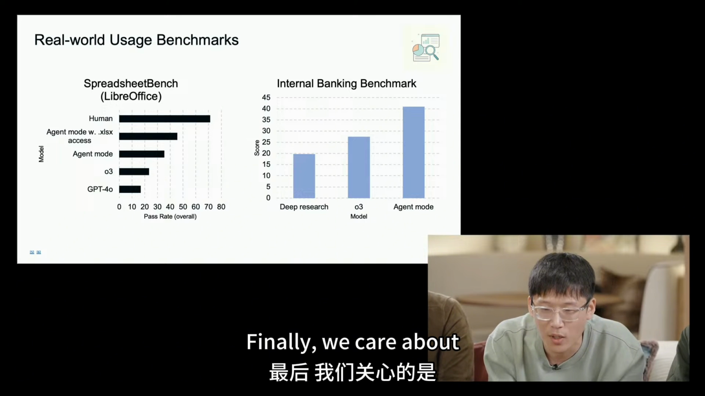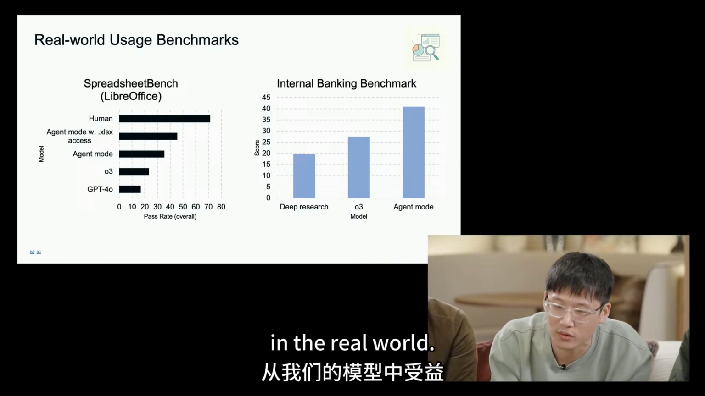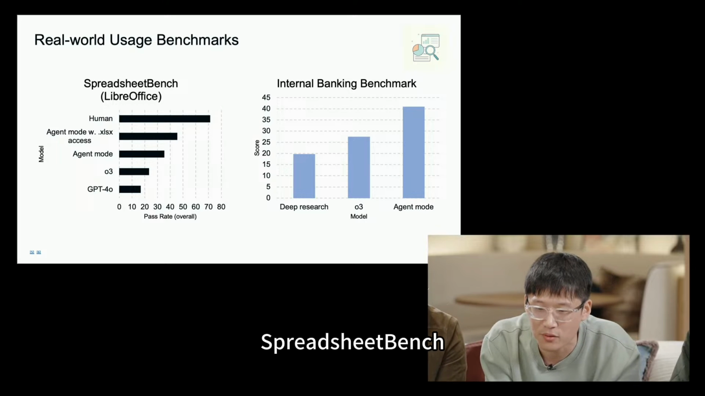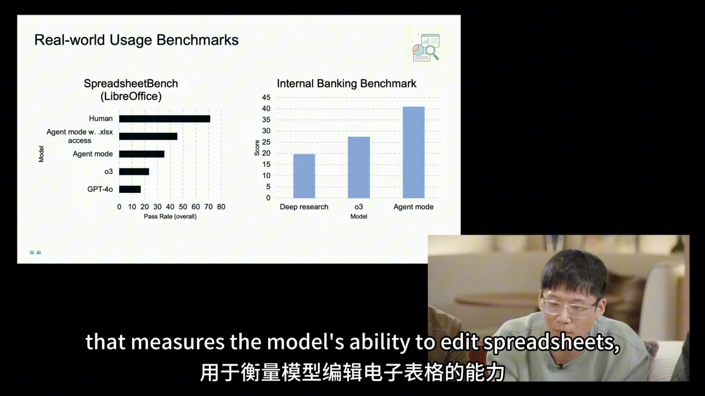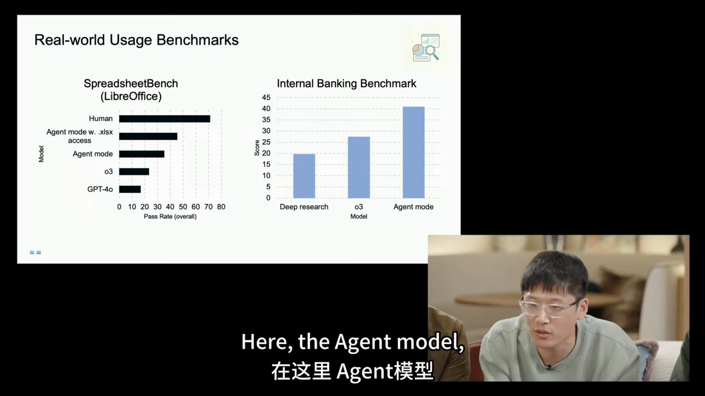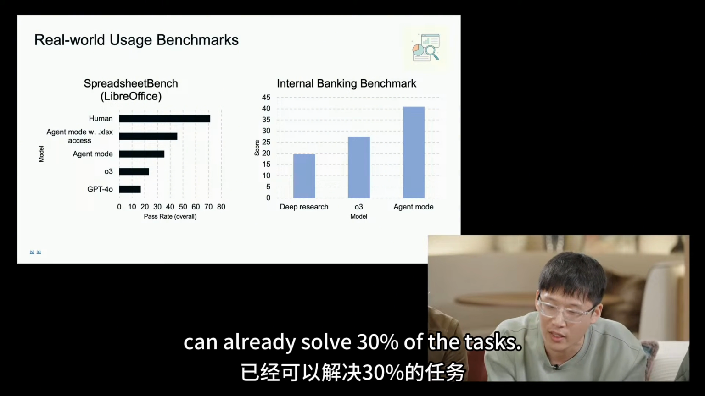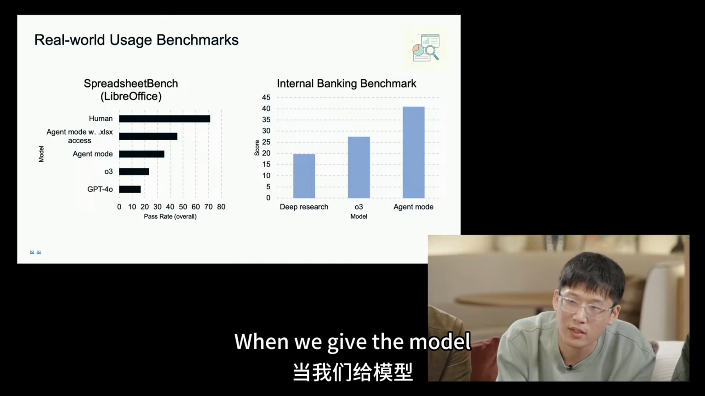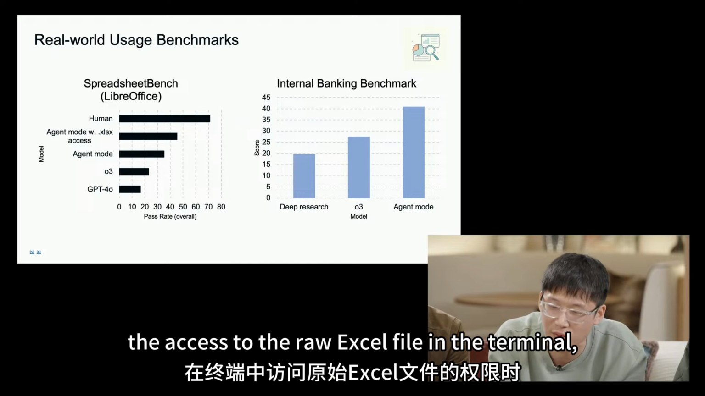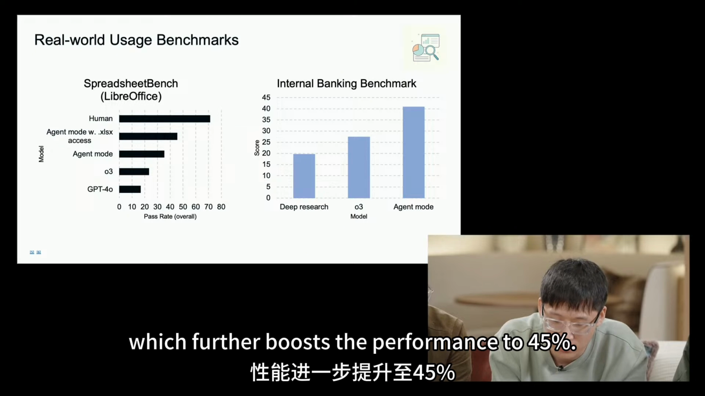Finally, we care about how the users will benefit from our model in the real world. SpreadsheetBench is a benchmark that measures the model's ability to edit spreadsheets derived from real-world use cases. Here, the agent model with LibreOffice and the computer tool can already solve 30% of the tasks. When we give the model access to the raw Excel file in the terminal, it further boosts the performance to 45%.